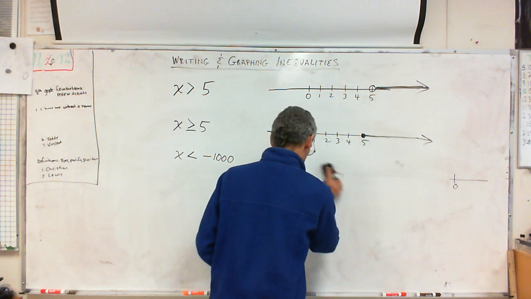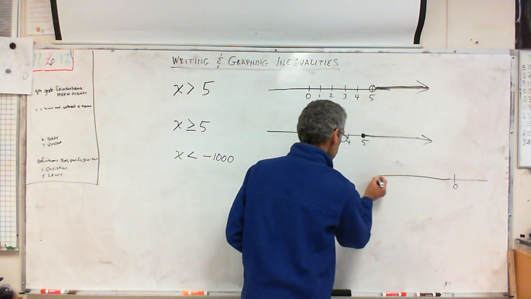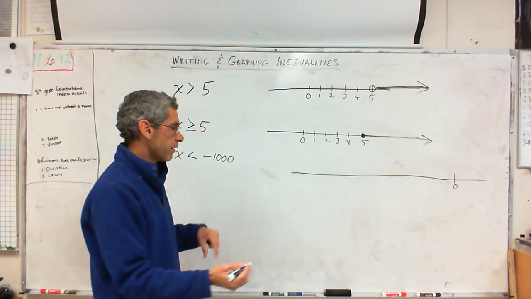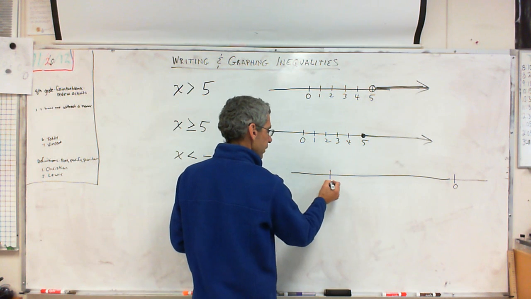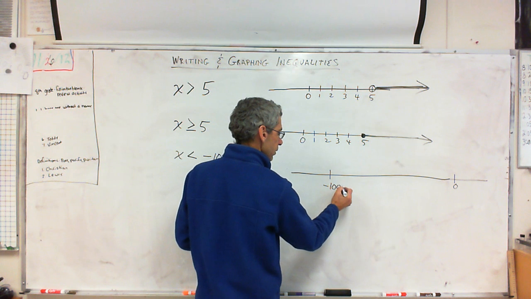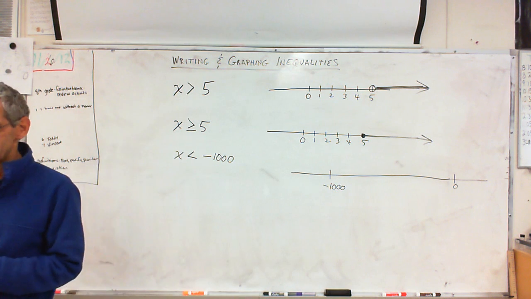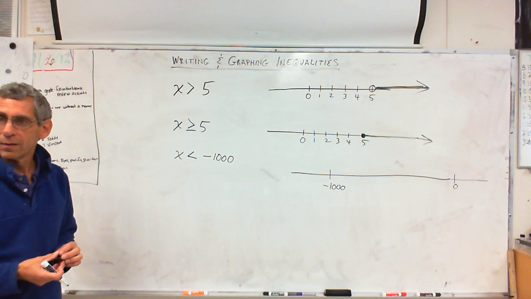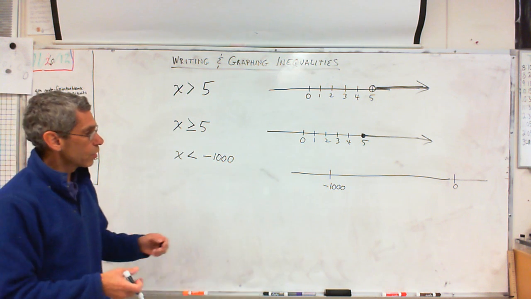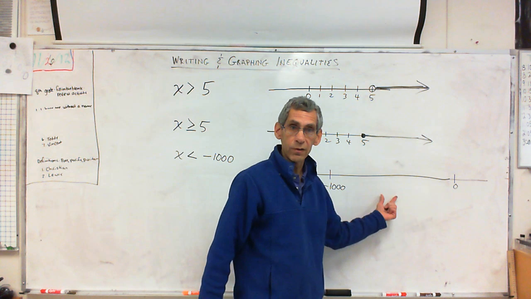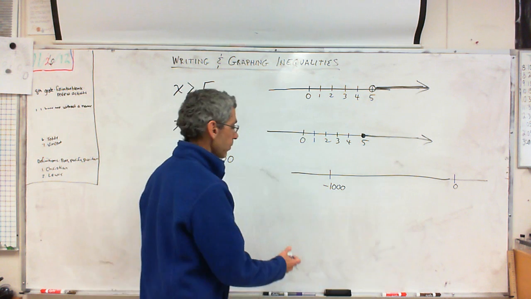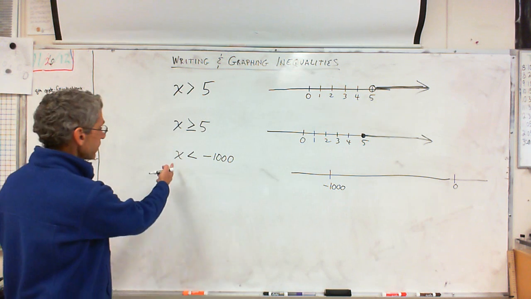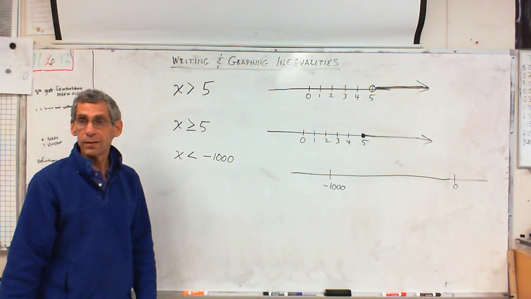All you need to do: you know negative 1,000, which side of 0 is it going to be? On the left. So you put a 0 over there, and you put negative 1,000. That makes it really easy. Or you could just write, go by 500, or go by negative 200s. But who cares? All I want to do is graph this. So it says x is less than negative 1,000.